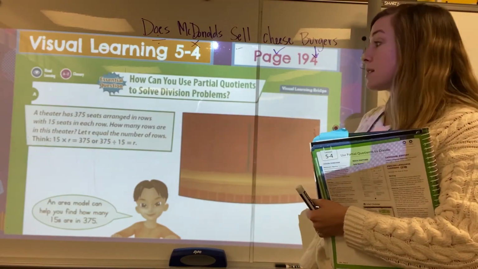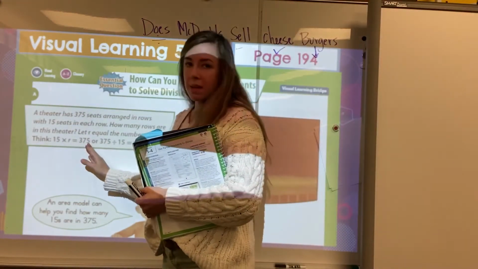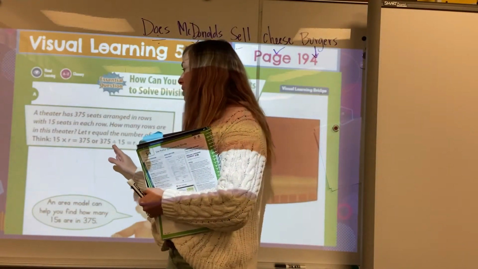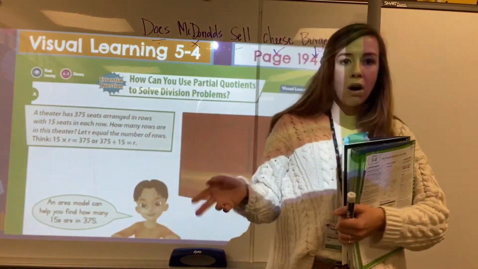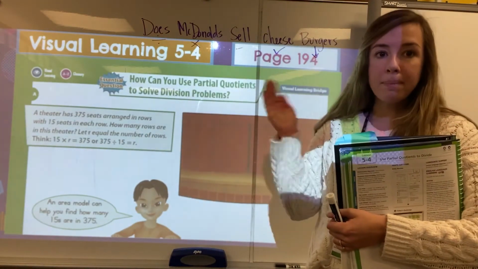How many rows are in this theater? Let R equal the number of rows. So we're thinking, okay, 15 times what would give me 375? Or 375 divided by 15 is R. And that's because multiplication and division are opposites.